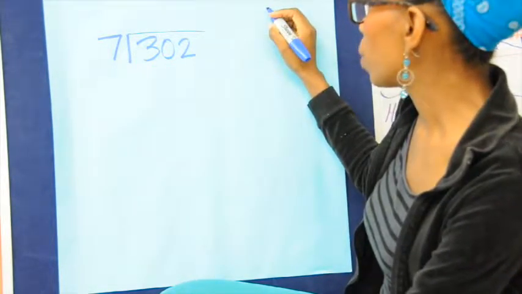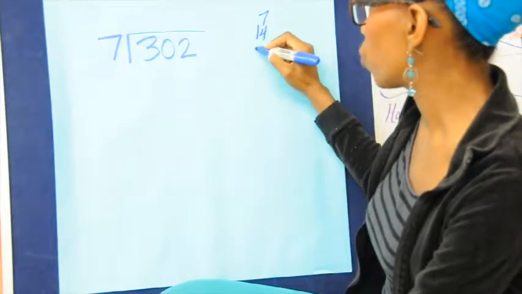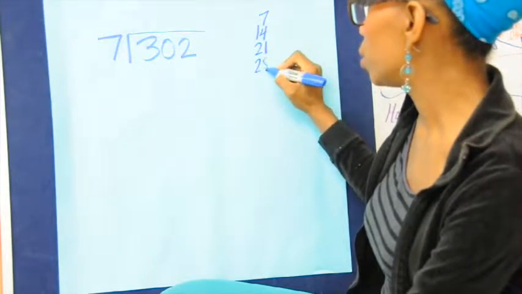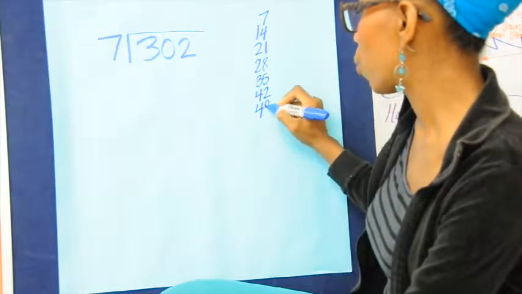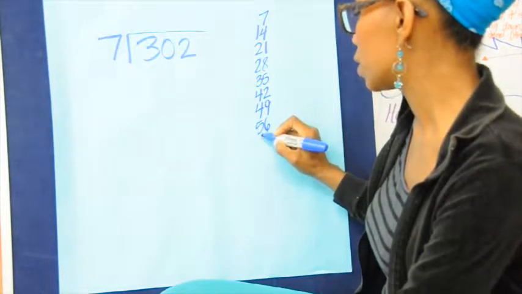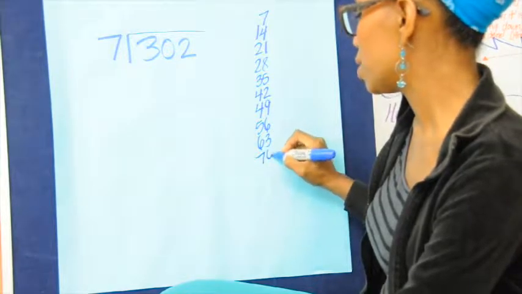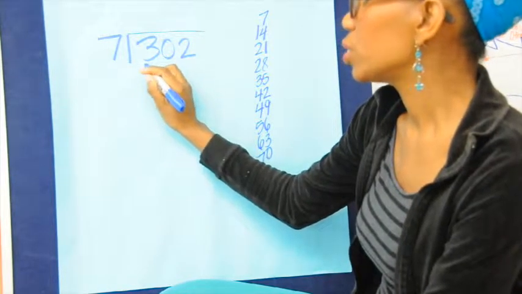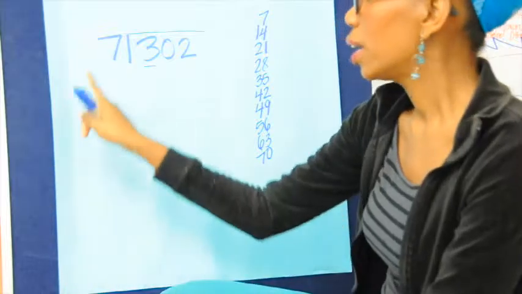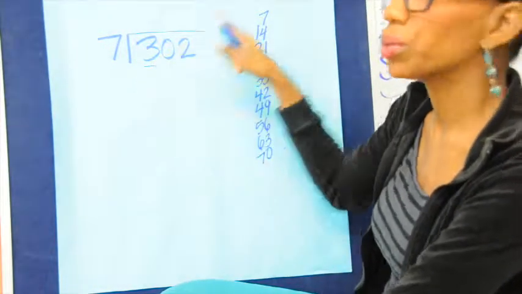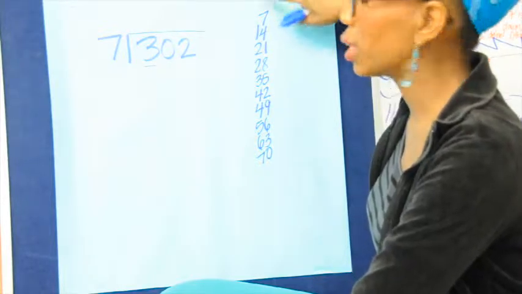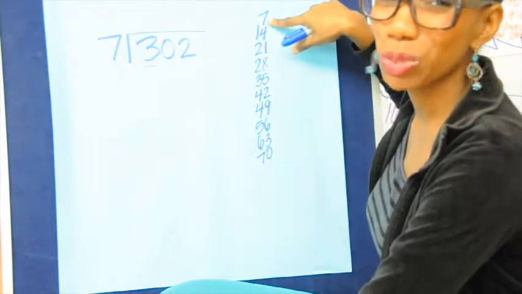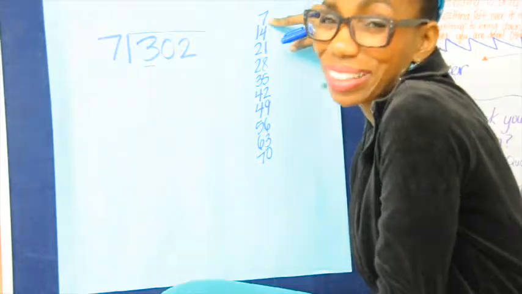Same as before, I list my multiples of 7. 7, 14, 21, 28, 35, 42, 49, 56, 63, 70. Now I look at the first digit and I see a 3. How many times does 7 go into 3? Or which multiple of 7 is closest to 3 but not more? Well, my first multiple is 7, so that doesn't work.